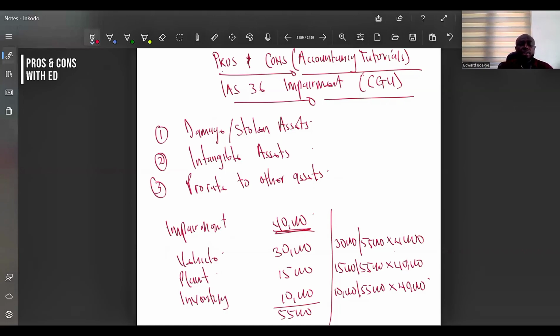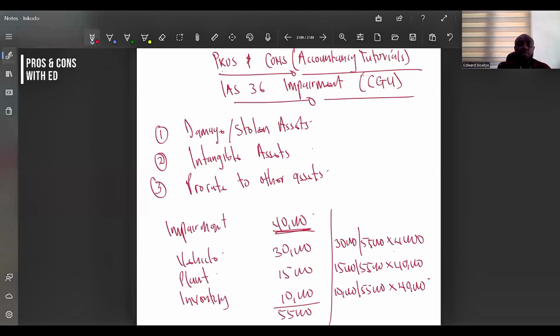But if we had intangible in this scenario, then we would have first recognized the impairment to the intangible. In actual fact, if we had a damaged or stolen asset, then that would be the first where we recognize the impairment. Then going forward, we recognize it on the intangible assets.